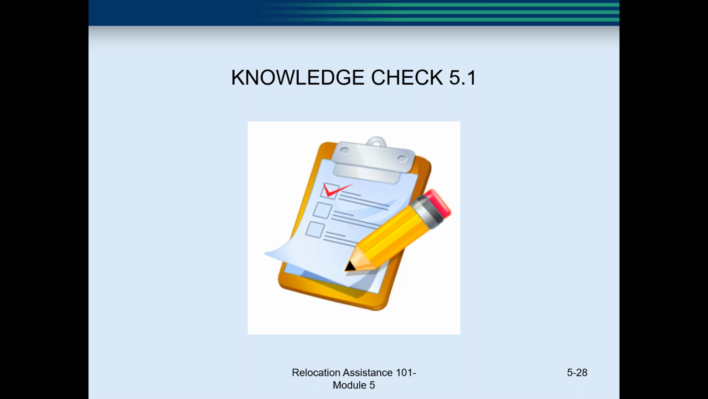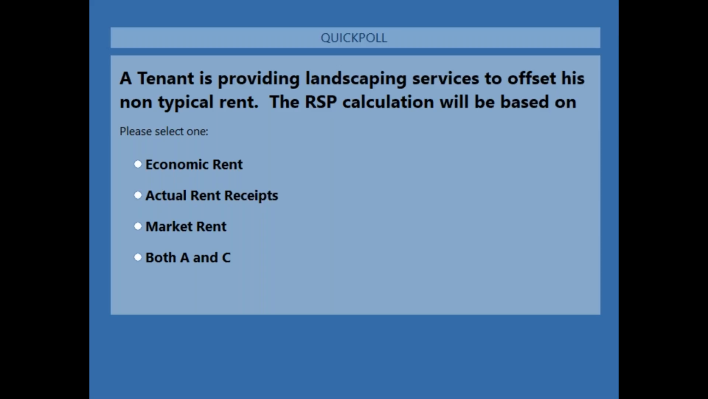A tenant is providing landscaping services to offset his non-typical rent. The RSP calculation will be based on which? Economic rent, actual rent receipts, market rent, or both A and C?